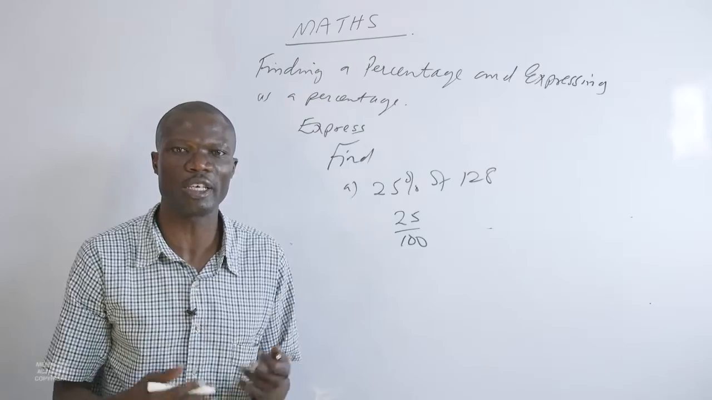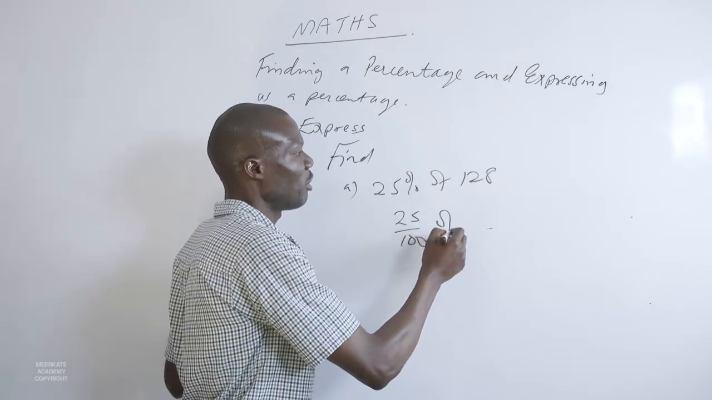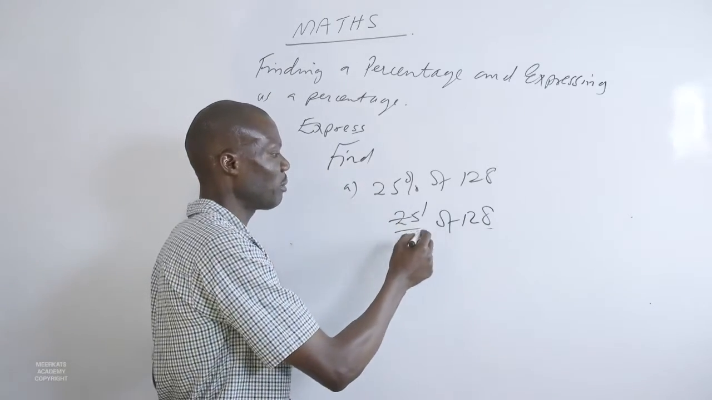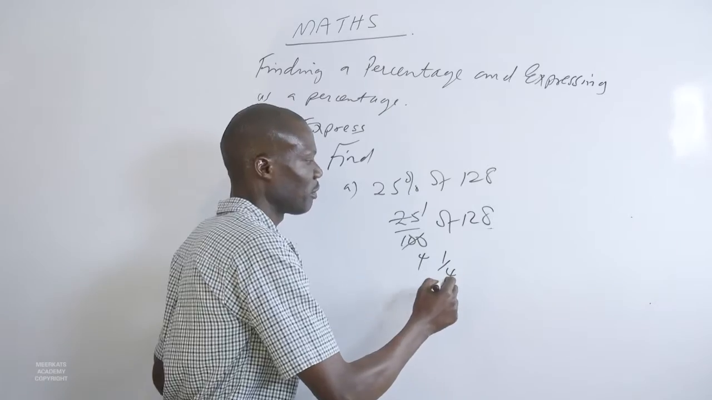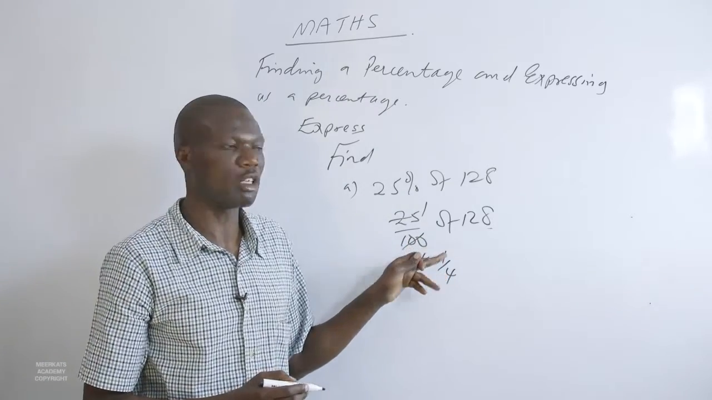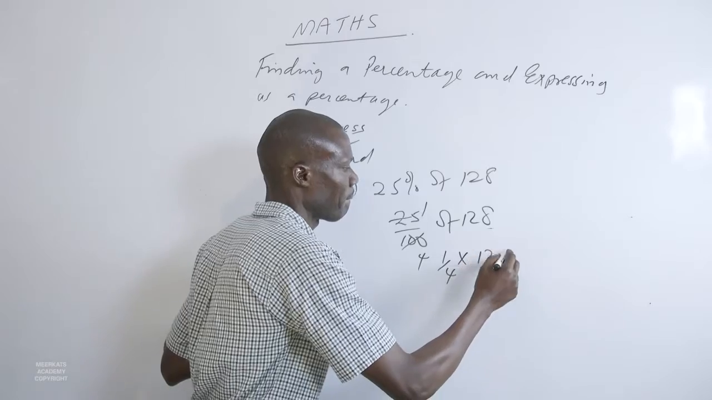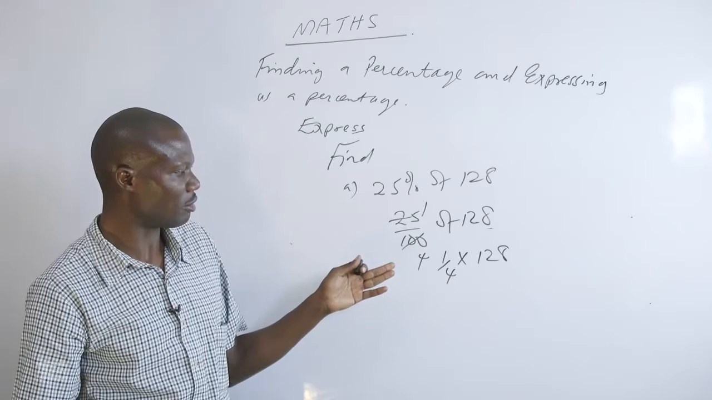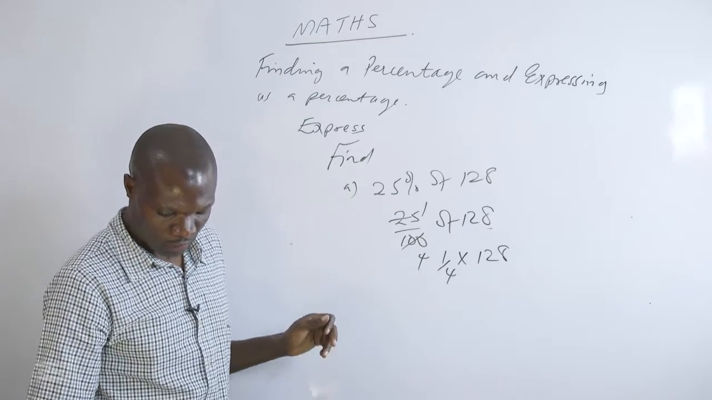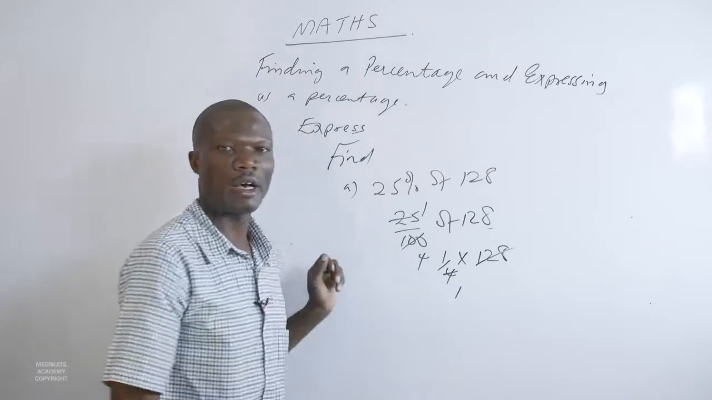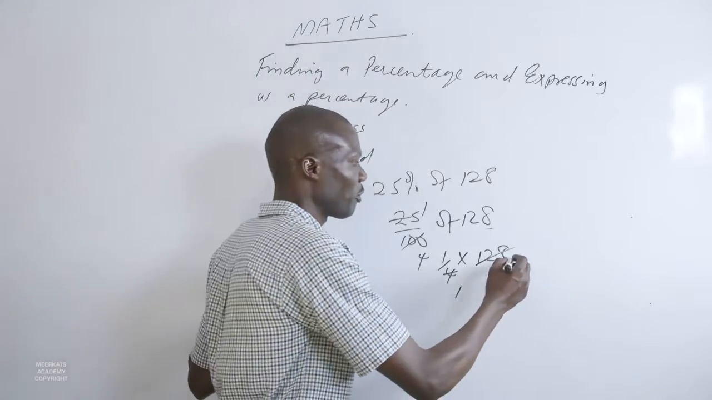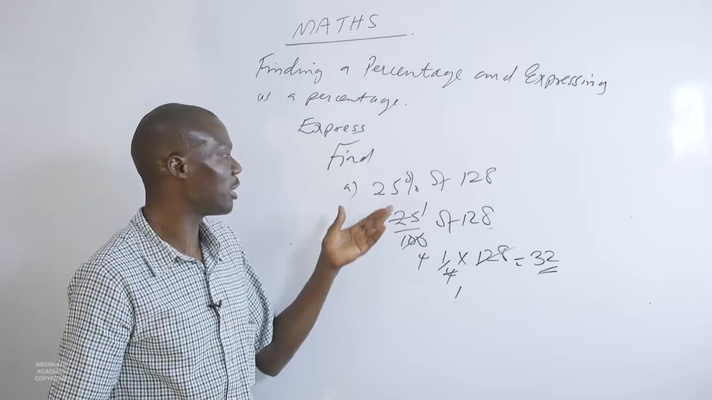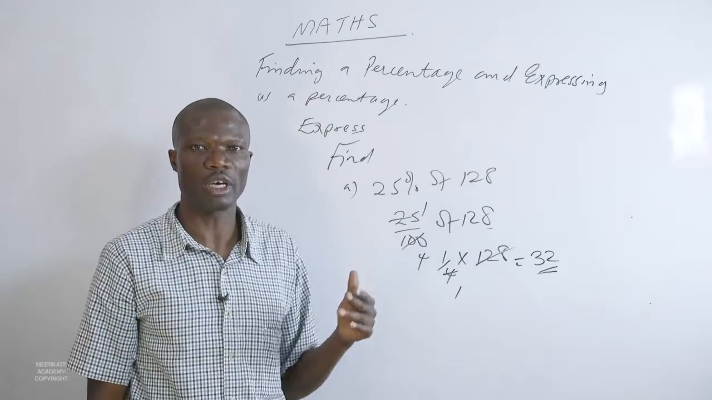Second, we simplify that fraction. So we are talking of 25 of 128. Simplify this fraction that we have. So 25 over 100 is 1 over 4. Change the 'of' sign to be a multiplication. So that is what we have. So when you work this out, you'll find that 1 by 4 of 128, 128 divided by 4, you get 32. So you can also get a percentage of a quantity when you are given.